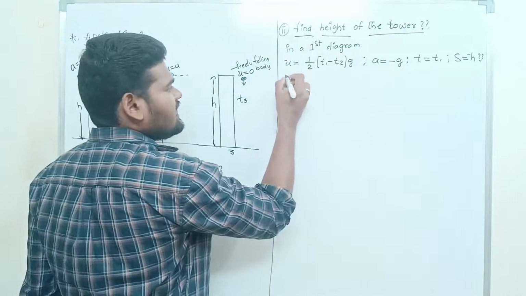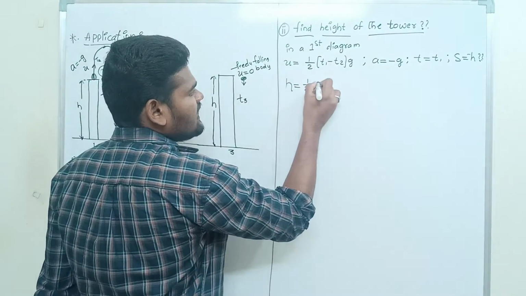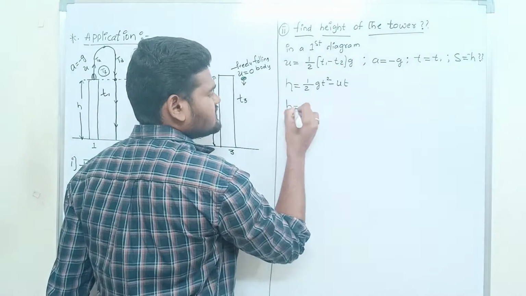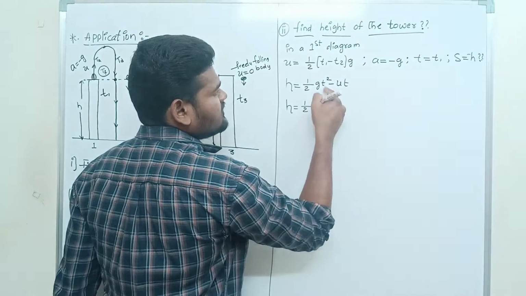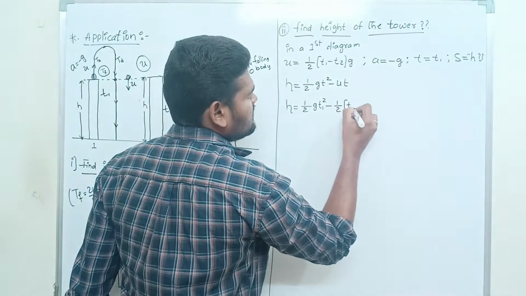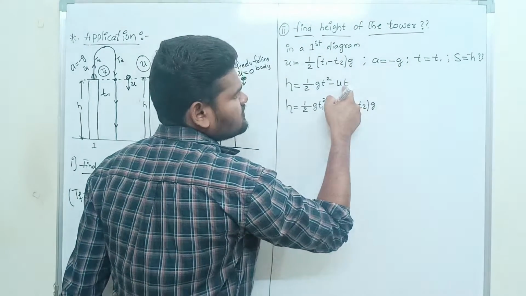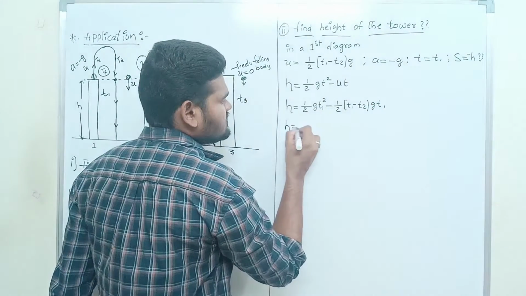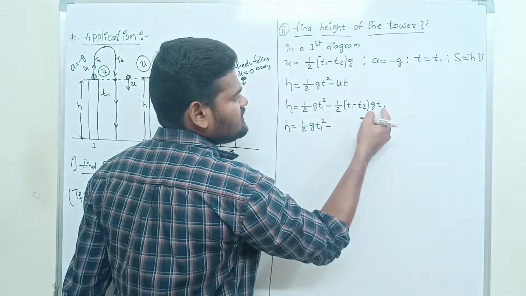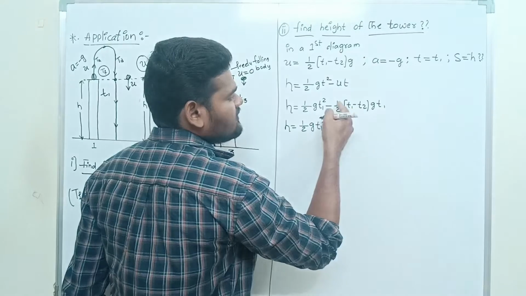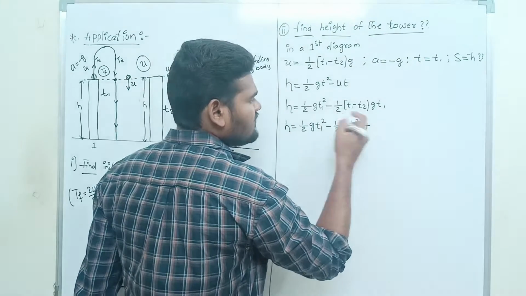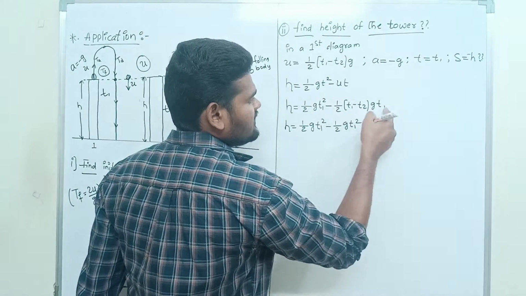So finally, as we know, the height of the tower h is equal to half g t square minus u t. Let us substitute all these values in the height equation. So we got h is equal to half g T1 square minus u, where u is half (T1 minus T2) into g, into T, which is again T1. So h is equal to half g T1 square minus half T1 g into T1, that is T1 square. Expanding, half g T1 square minus half g T1 square, minus into minus plus half g T1 T2.